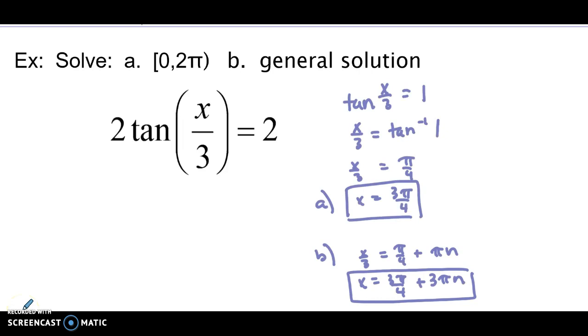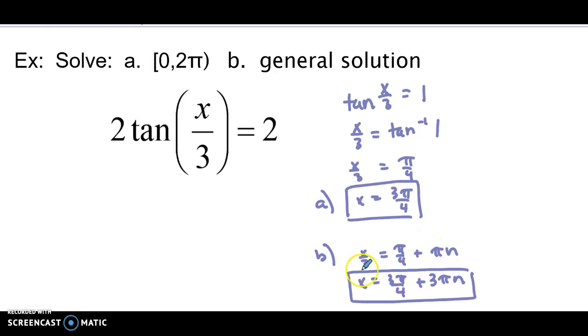Okay, really similar to the last one, so I'm going to isolate the x over 3. So I get x over 3 equals inverse tangent of 1, which is pi fourths. Then I have to multiply both sides by 3, so I get x equals 3 pi fourths, which is my only solution between 0 and 2 pi.